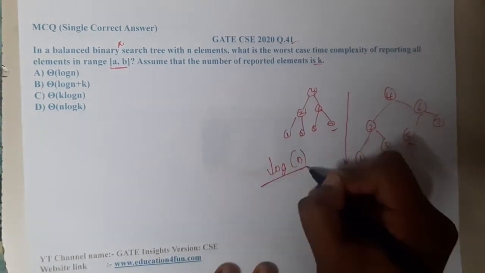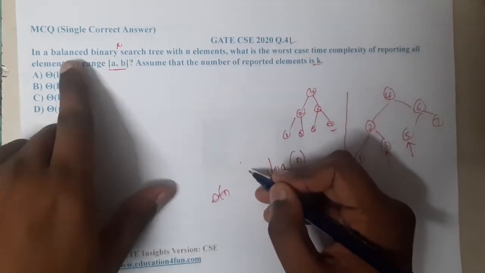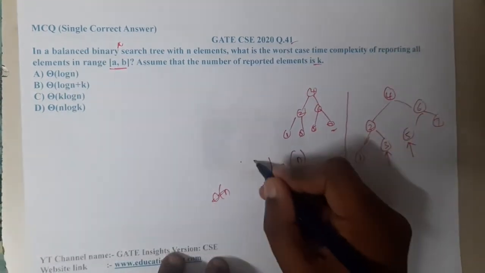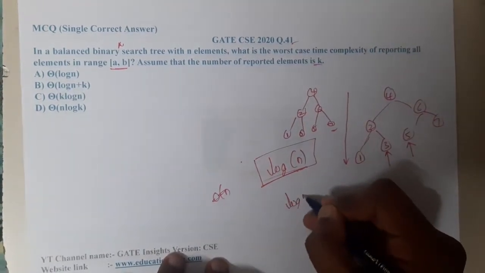Why am I saying it is log n rather than big O of n? Because this is a balanced tree. Balanced is the key word here. That is the reason it will be log n. So to search for 3 and 5, it will take log n time.